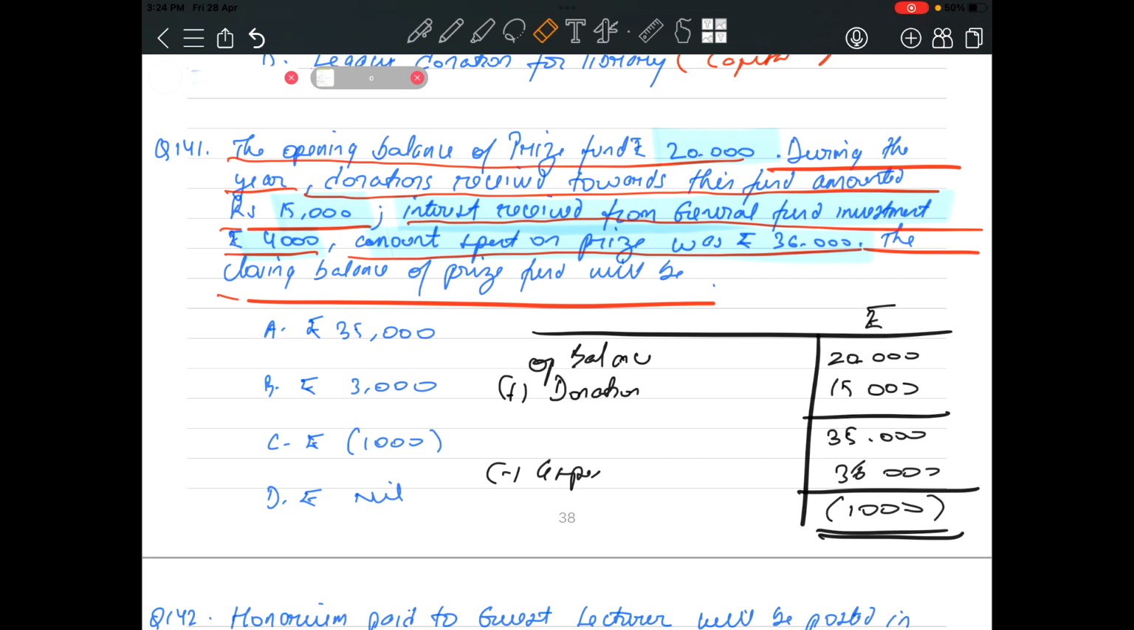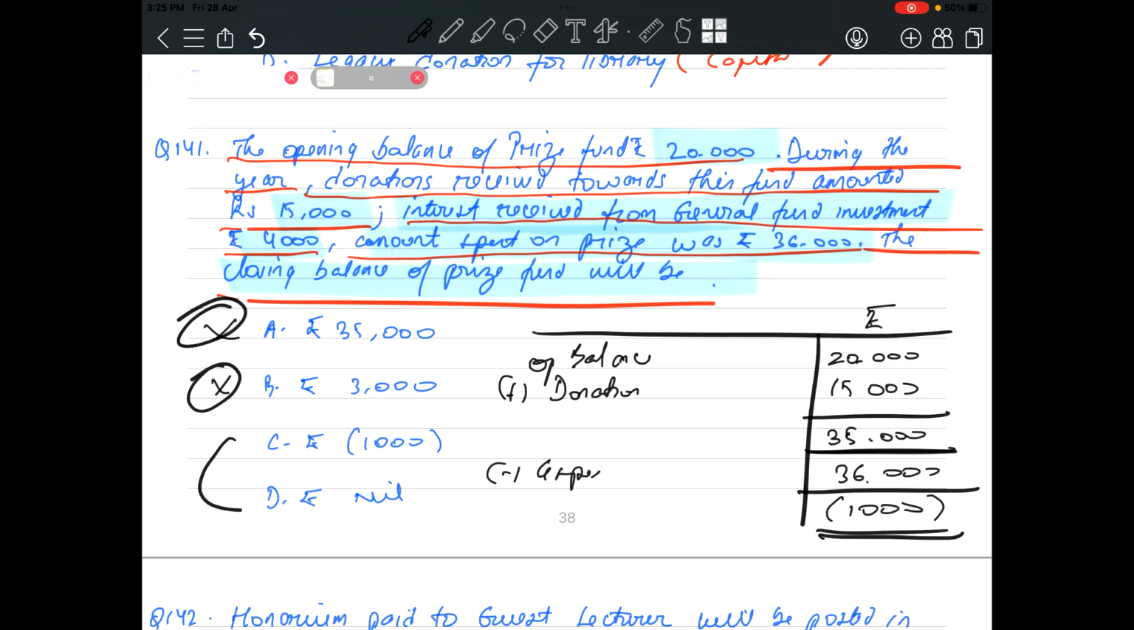Now what's the requirement of the question? I have to find out the closing balance of prize fund. What will be the closing balance of prize fund? Will it be 35,000? No, because we had 35,000 and we have spent 36,000. So this is not the right option. Will we have 3,000? No, I don't know how this is calculated. Now there is a confusion between C and D. Will it be 1,000 or will it be nil?